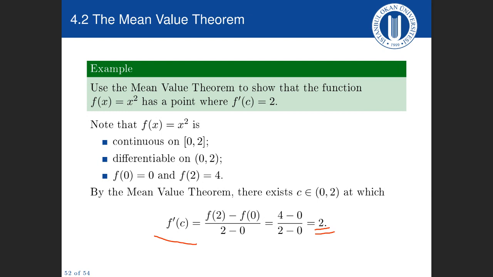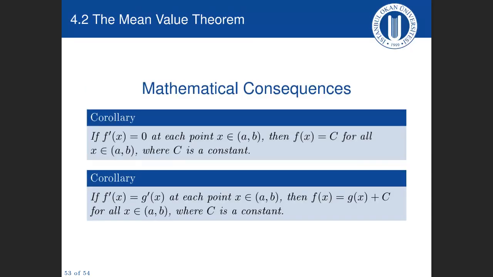And I'm going to finish by talking about two consequences of the mean value theorem. First, a corollary. A corollary is like a small theorem which comes after a big theorem. So, corollary or small theorem: if f prime of x is equal to 0 at each point between a and b, then we know that f of x is equal to a constant for all x between a and b.